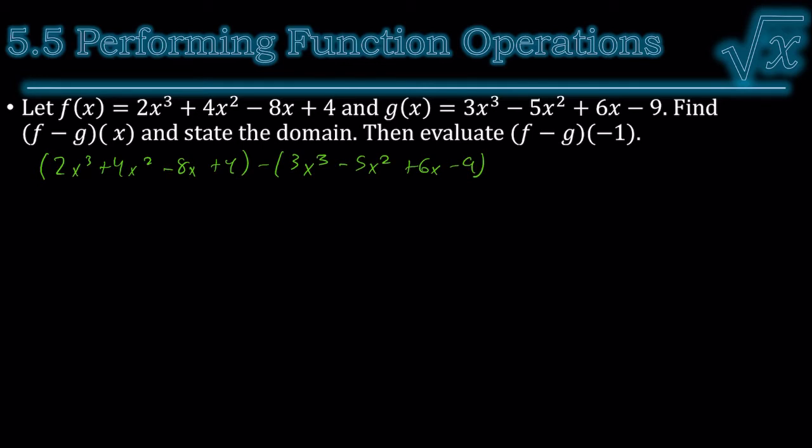All right, so combine like terms. I have 2x cubed minus 3x cubed, so it'd be negative 1x cubed. I have 4x squared minus a negative, so that's plus 5x squared, would be 9x squared. Negative 8x minus 6x would be negative 14x. And 4 minus a negative, so plus 9. 4 plus 9 is 13. And there we go. That's what it is.